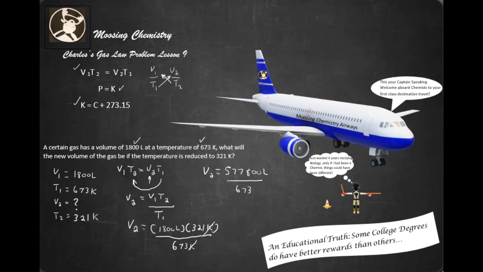And that is going to give us 858.54 liters. So that is our second volume, 858.54 liters. That was simple.